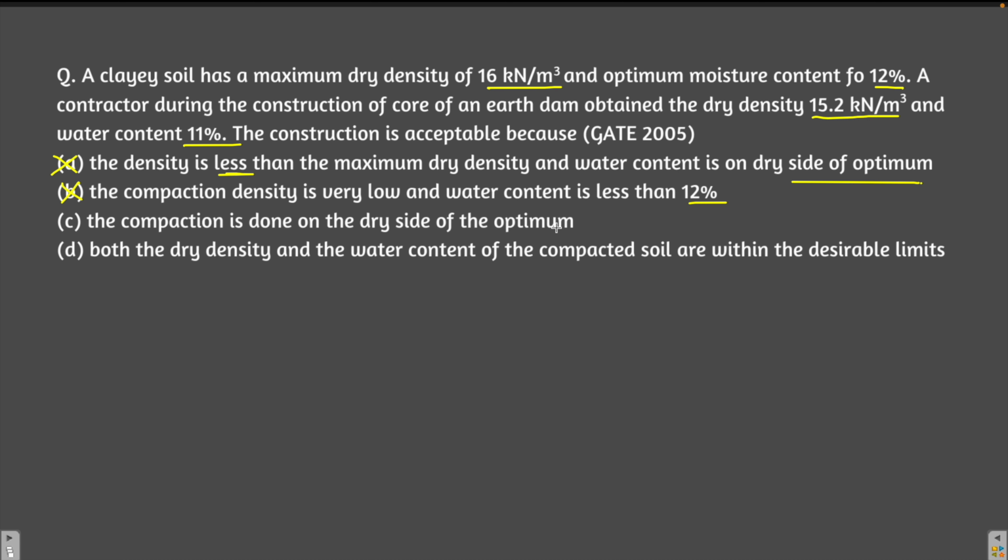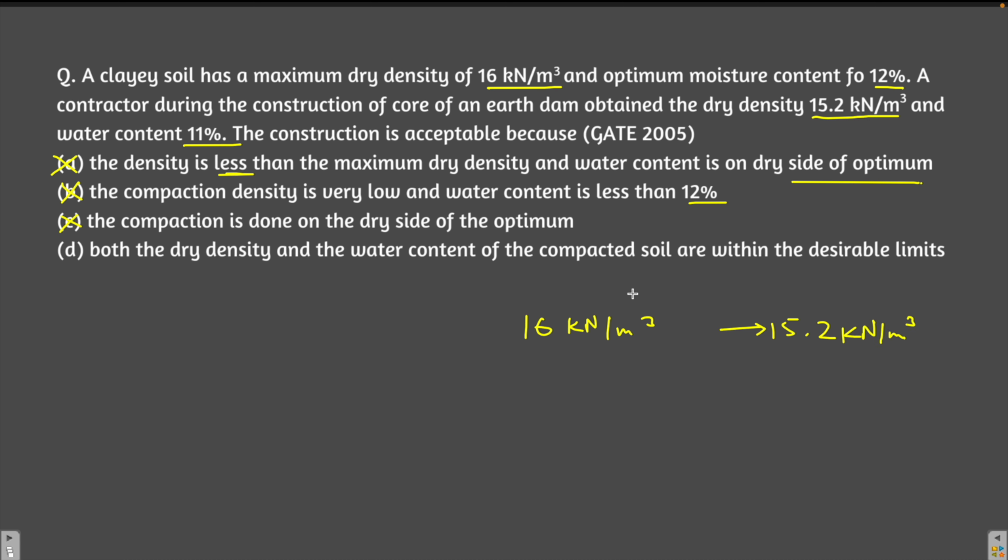So let's see the fourth one. Both the dry density and the water content of the compacted soil are within the desirable limits. Okay, so expected was 16 kilonewton per meter cube, and what the contractor has achieved is 15.2 kilonewton per meter cube.